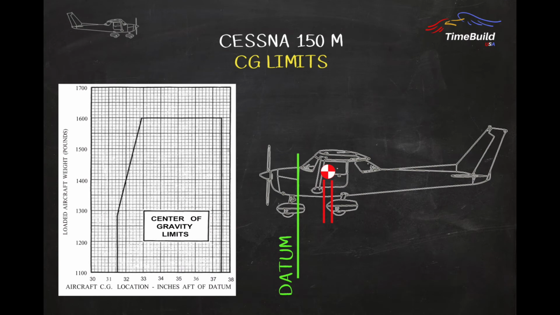The aft center of gravity limit is 37.5 inches aft of the datum across the entire operating weight range for the aircraft. The forward CG limit is a function of the weight of the airplane, beginning at 31.5 inches aft of the datum for weights at or below 1,280 pounds, then tapering aft to 32.9 inches at the maximum gross weight of 1,600 pounds.